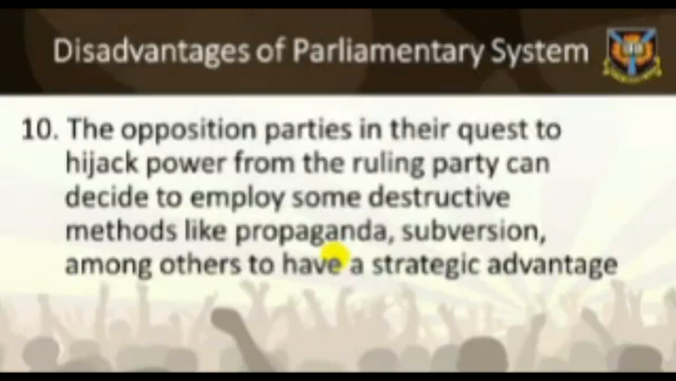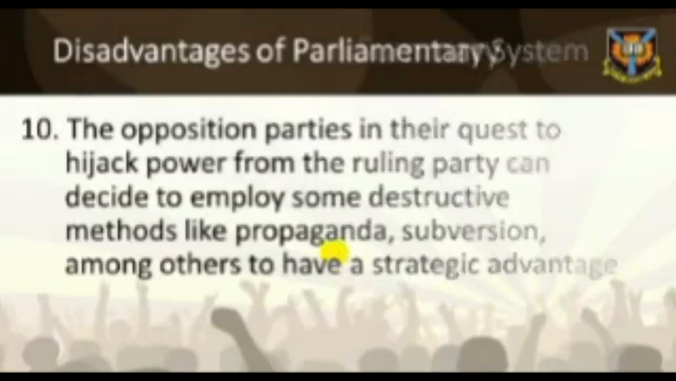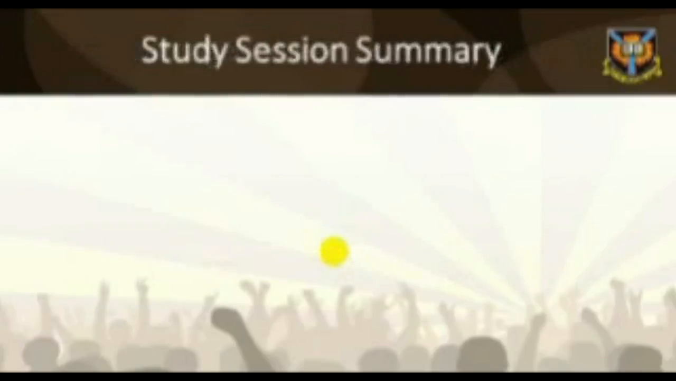10. The opposition parties, in their quest to hijack power from the ruling party, can decide to employ some destructive methods like propaganda, subversion, among others, to have a strategic advantage. This is because of the dual purpose of election: to control the legislature and the power to form the cabinet in a single election. Study session summary.